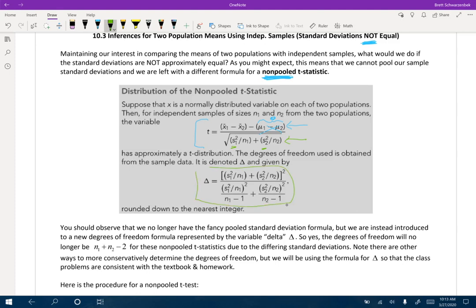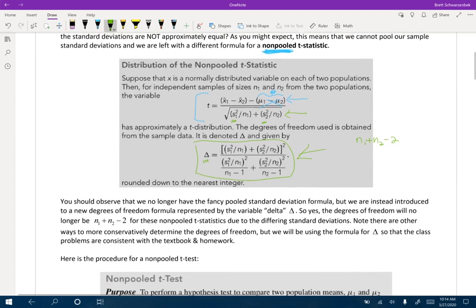this. So this crazy formula, one of the craziest you'll actually see in this class, is actually the computation for the degrees of freedom for a non-pooled statistic. So normally for a pooled statistic, remember we did n1 plus n2 minus 2. Well, that is not the case when it comes to a non-pooled statistic. Instead, we have to do this massive calculation. Just note this symbol delta right here is just another way to say degrees of freedom.